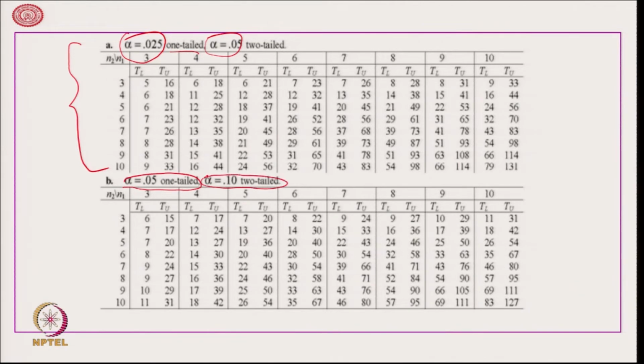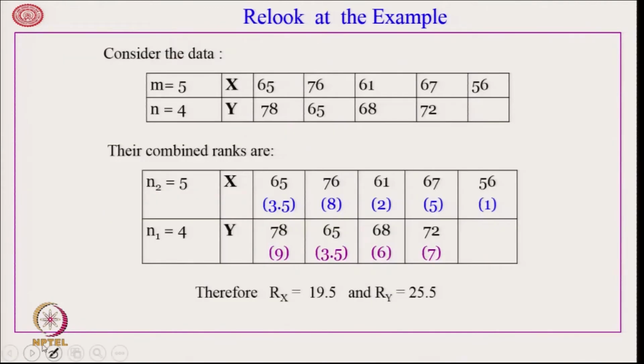Therefore, if I am testing for m is equal to 4 and n is equal to 5, then we are looking at the 5% level, and this value is 27. Therefore, on the upper side, if the obtained value is bigger than 27, then we are going to reject the null hypothesis, otherwise we are going to accept the null hypothesis.